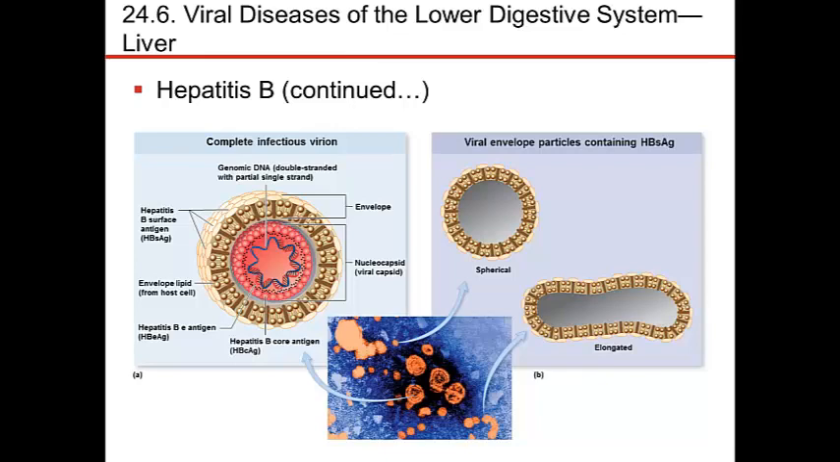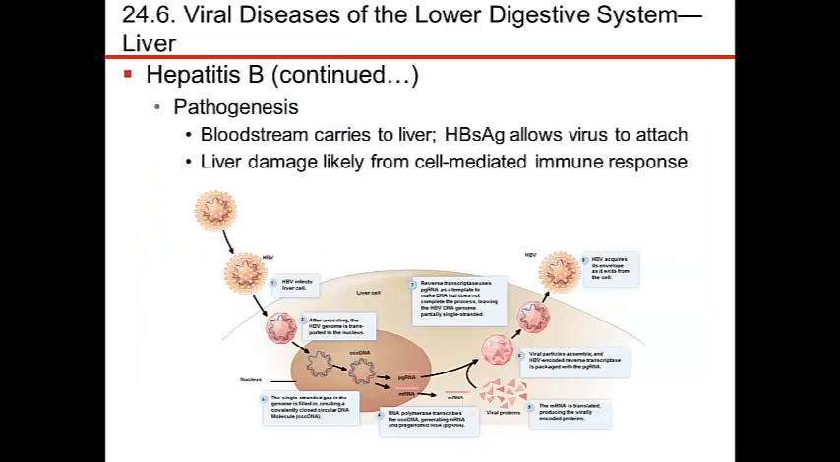The hepatocellular carcinoma may be related to the fact that part of the viral hepatitis B DNA integrates into hepatocyte cell DNA. The HBs antigen on the surface of hepatitis B virus is what specifies the virus's tropism for the liver cells.